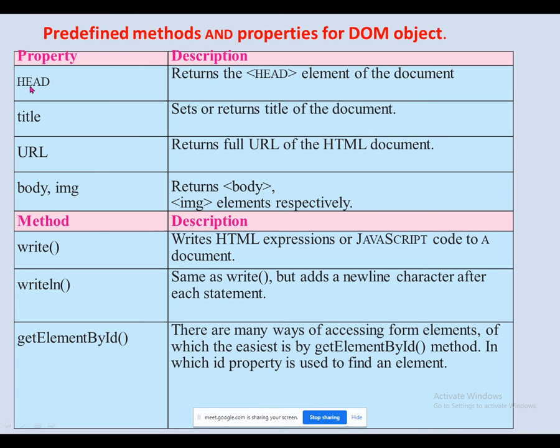Now, properties. First, head returns the head element of the document. Means when you say document dot head, you will get the header information from your web page. Here, title is one of the properties. If you want to know or set some title information, so set or return the title of the document. So here, title is one of the properties of document.